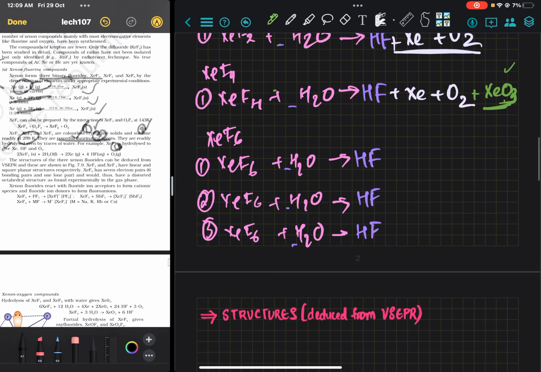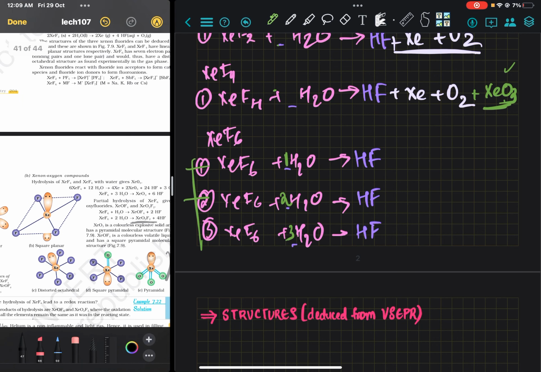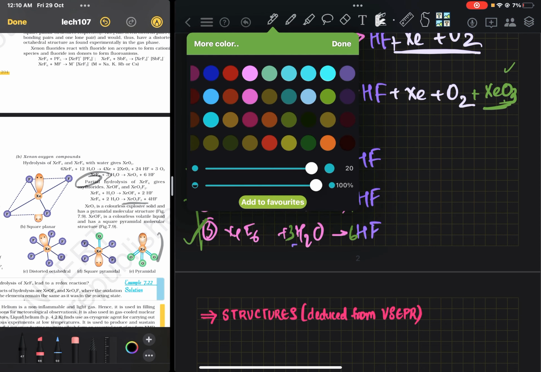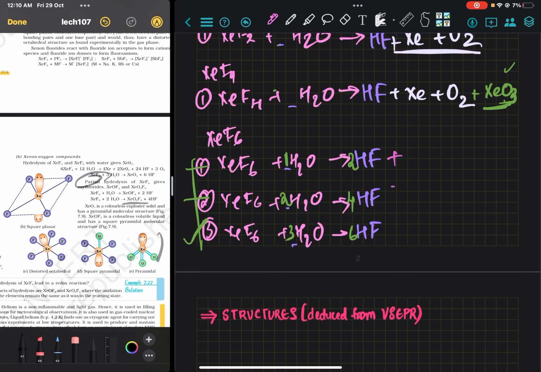I'm talking about these three reactions. So here you use 1 water molecule, here you use 2, and here you use 3 water molecules. So these two reactions are partial hydrolysis, as mentioned here, partial. But this one is complete hydrolysis. So for 1 water molecule, 2 HF, here 4 HF, and here 6 HF. Now what is left to do is to balance the elements on both sides, so you'll get the other product, because there are only 2 products in all the 3 reactions.